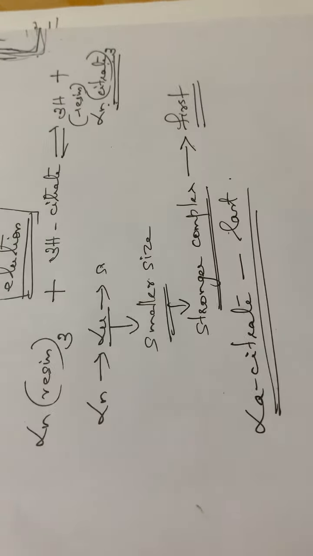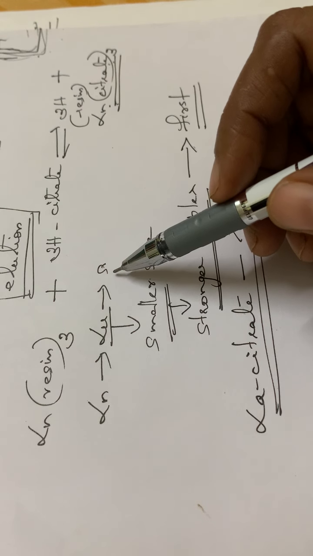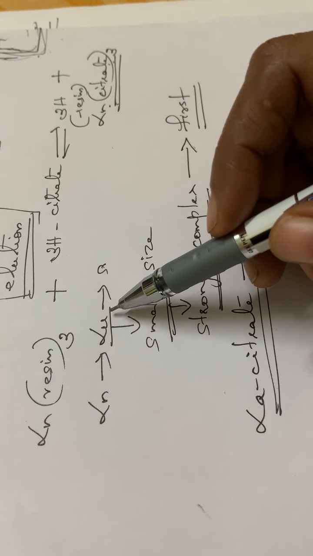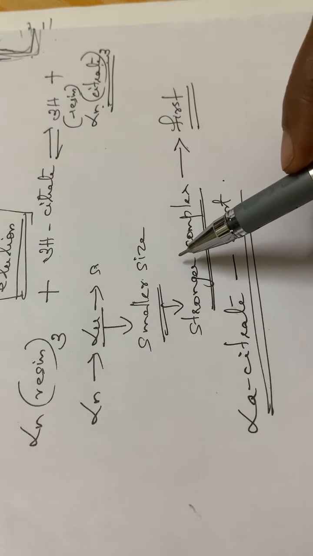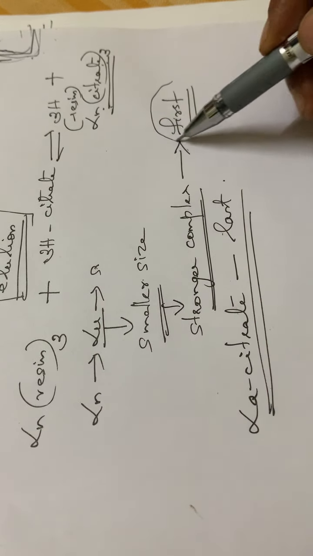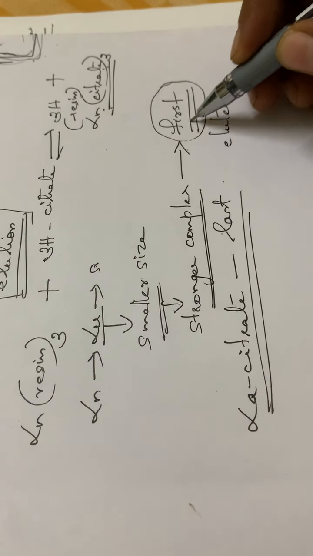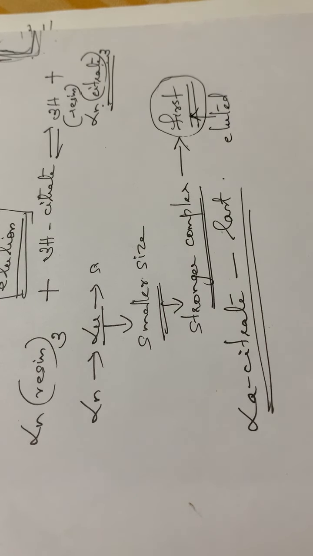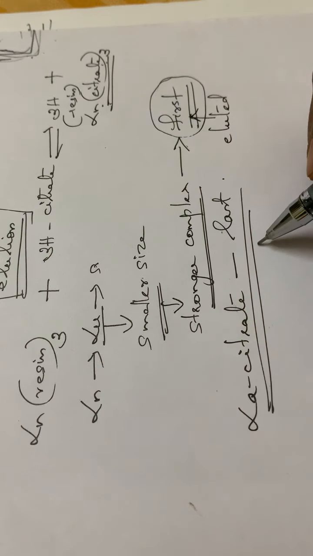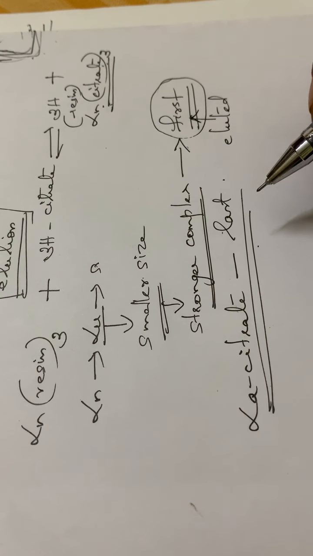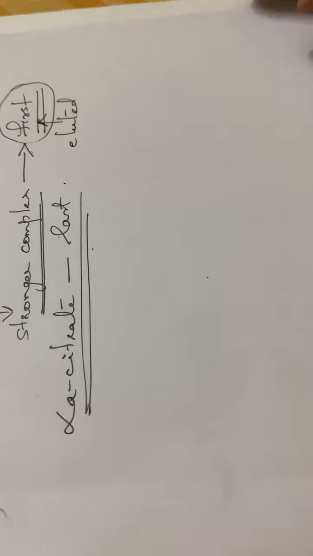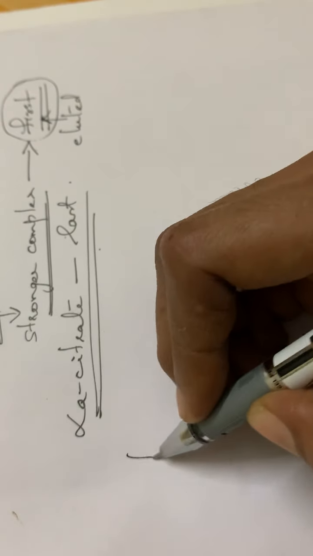citrate complex. So starting from lanthanum to lutetium, the ionic size decreases. Lutetium is the smallest ion, and hence it forms a stronger complex, and then it will be eluted first. In this process, lutetium citrate is eluted first, and lanthanum citrate is eluted last.